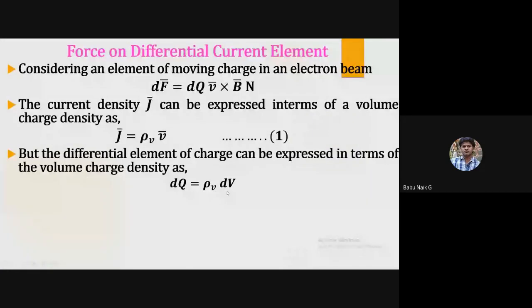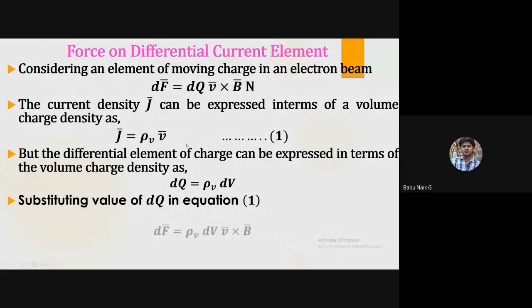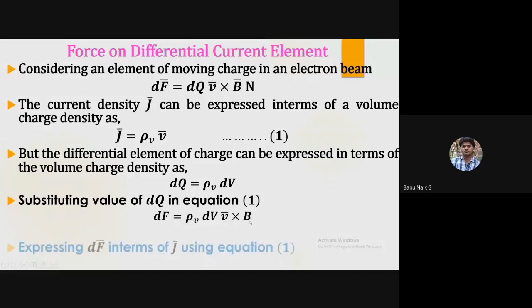Now from this equation, you can substitute this into equation 1. Sorry, this is equation 1, not this one. Above, the differential force df is equal to dq, so you can substitute here dq, which is ρv into dv, and then velocity cross B bar.